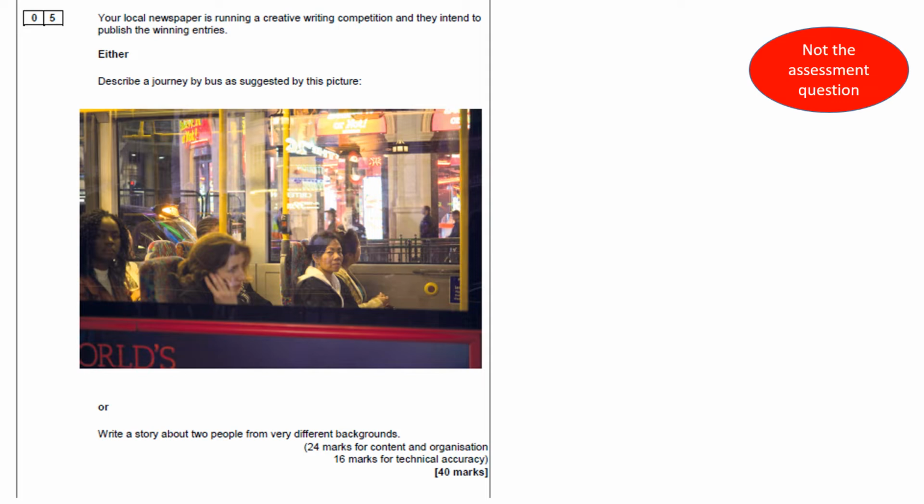So going through the paper again. So you've got the question 5, and you get given a picture, which could be absolutely anything, or you could be given a story title. So it's one of those two things. Remember, you are not having to write about everything in the picture, and that's the big mistake that a lot of people do. They try to write about everything.